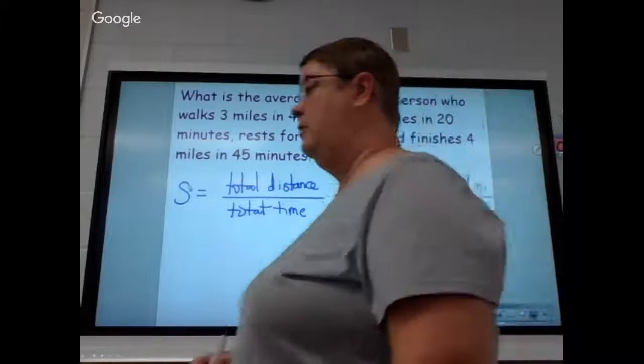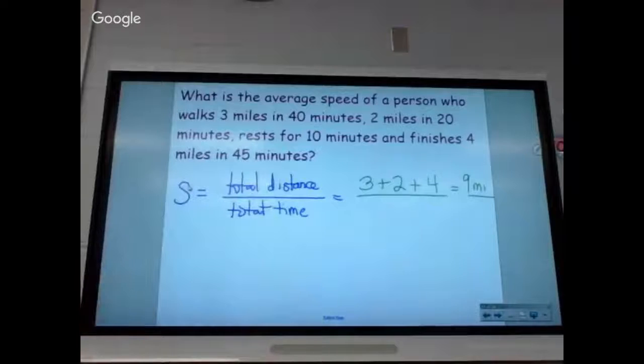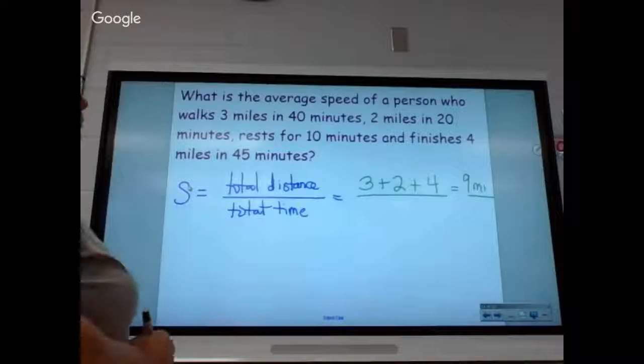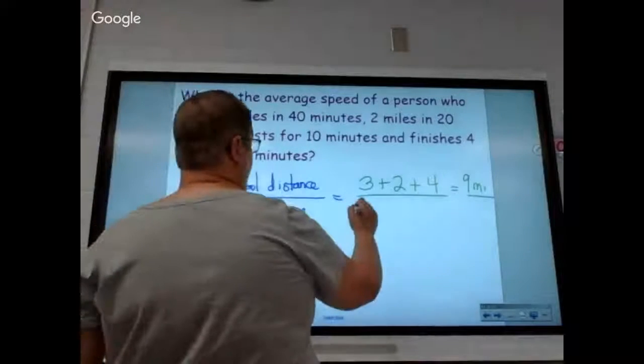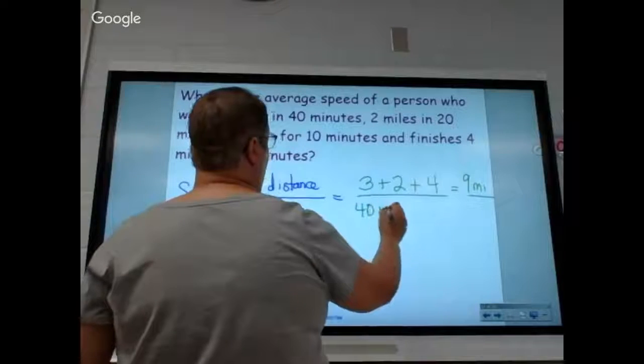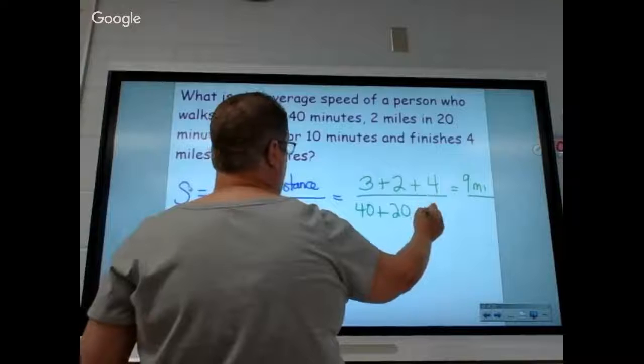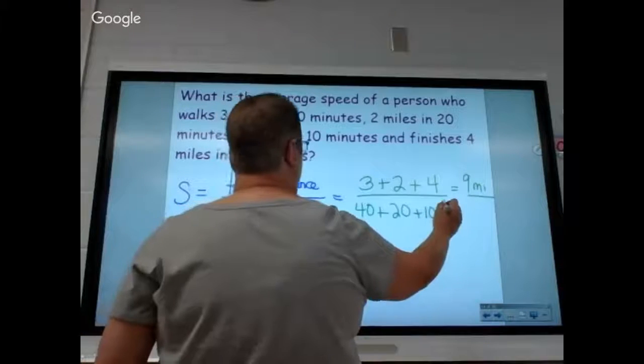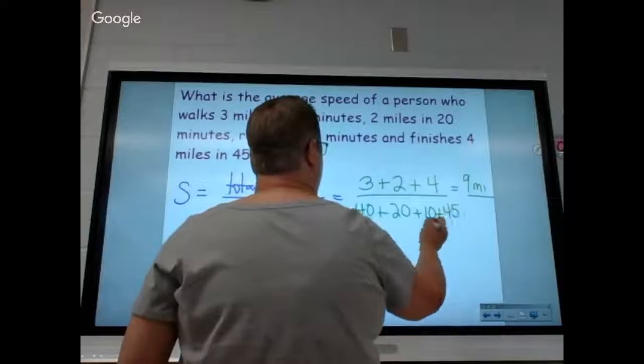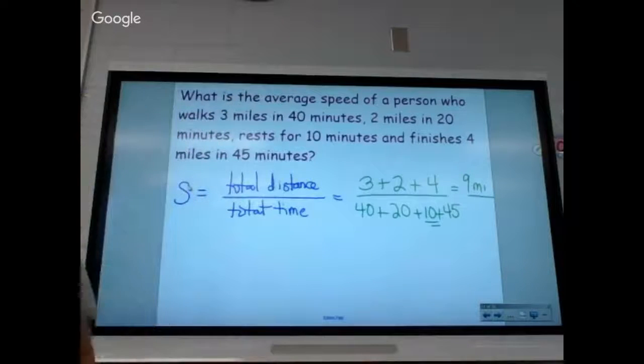Now, how long did it take him to do it? So he's got 40 minutes plus 20 minutes plus 10 minutes plus. Now, did I need to include the 10 minutes that he rested? Yeah, because we're finding his average speed.